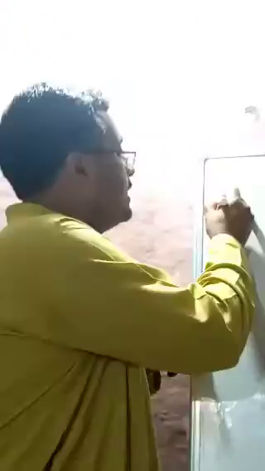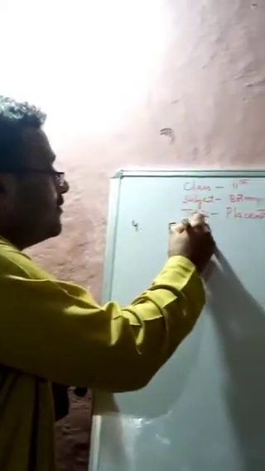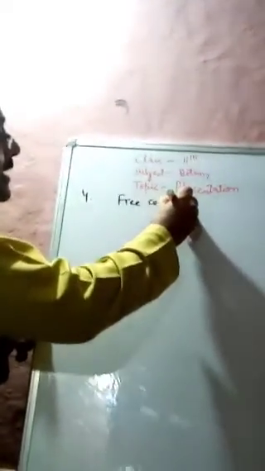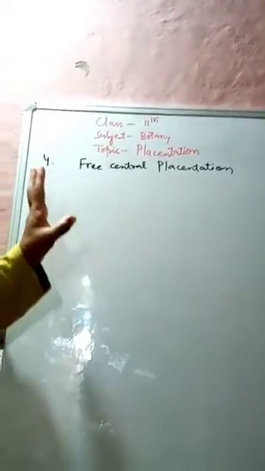Today we are going to discuss one more type, that is free central placentation. In order to see how this looks, we will first draw the longitudinal section of this placentation, then it becomes somewhat clear.